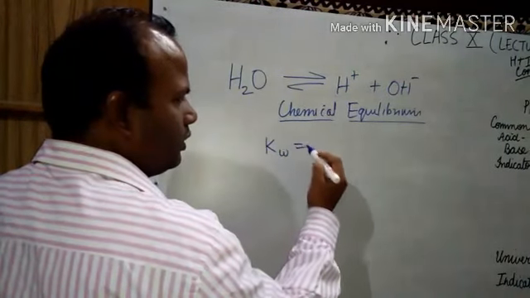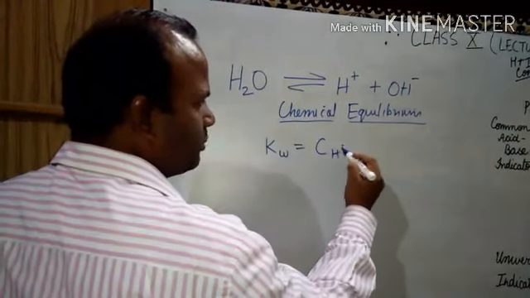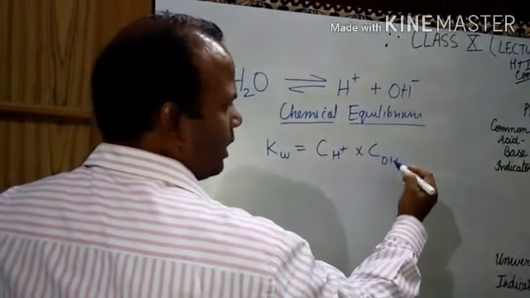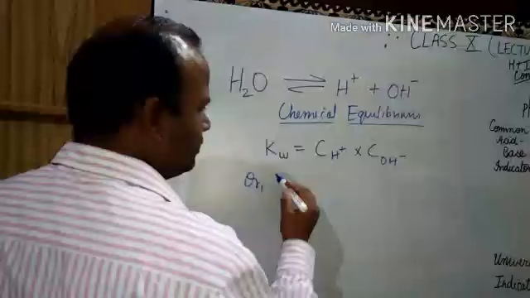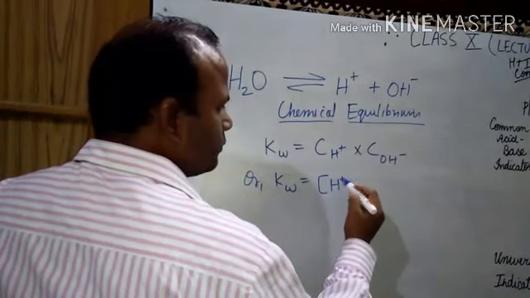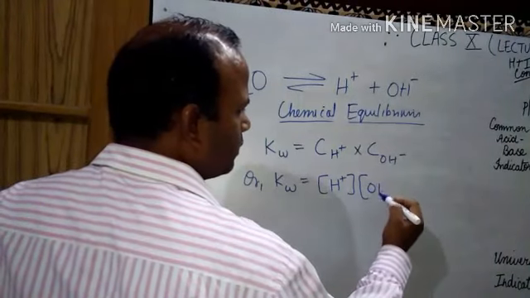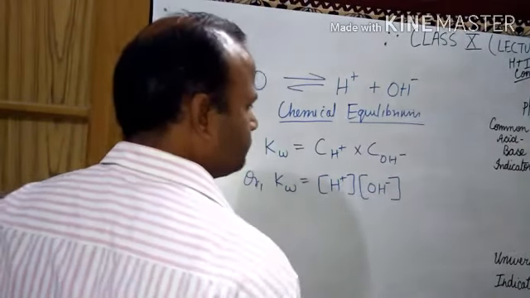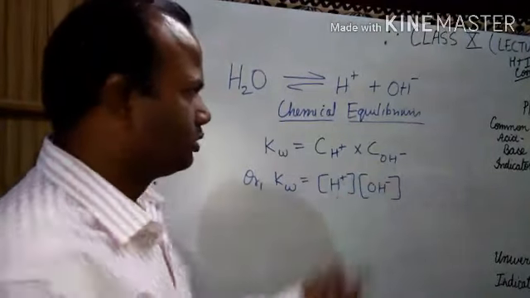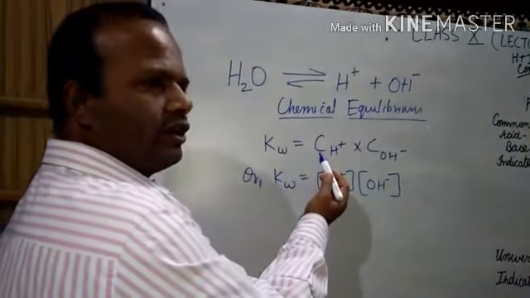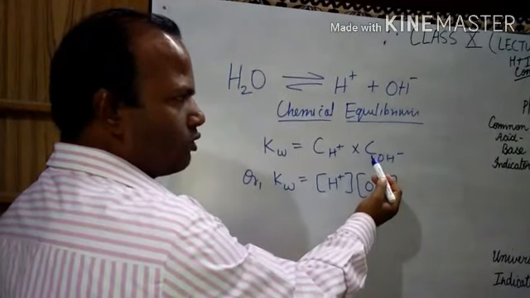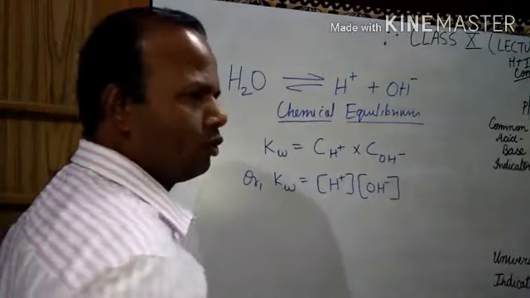Kw is equal to the concentration of H plus into the concentration of OH minus, or as it is written, Kw is equal to [H+] into [OH-]. This is the way to represent it. C stands for concentration and H plus stands for the H plus ion. Again, C stands for concentration and OH minus stands for the OH minus ion.